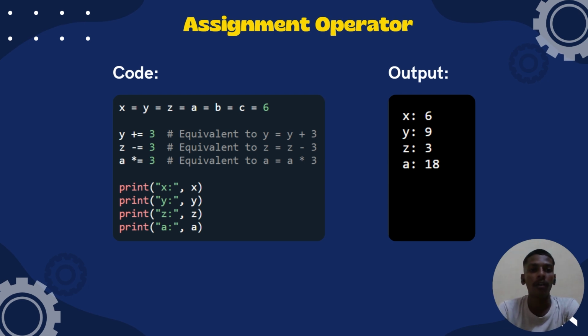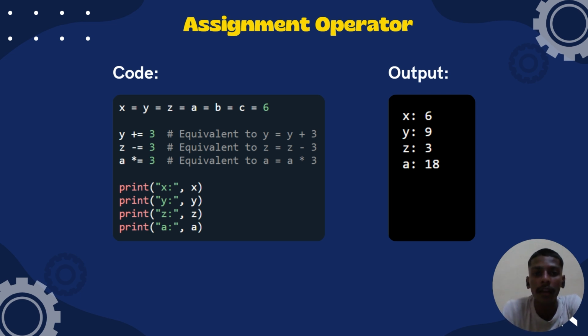Assignment operators code. The variables are given: x is equal to y is equal to z is equal to a is equal to b is equal to c. All these variables' value is 6. y plus equal to 3 is equivalent to y equal to y plus 3. z minus equal to 3 is equivalent to z equal to z minus 3. a into equal to 3 is equivalent to a equal to a into 3. As I said, we can see here how the output comes.